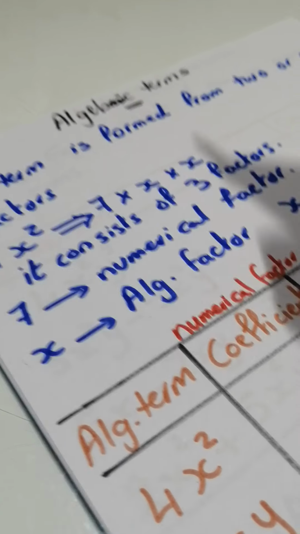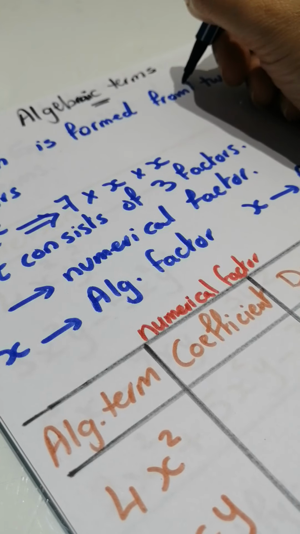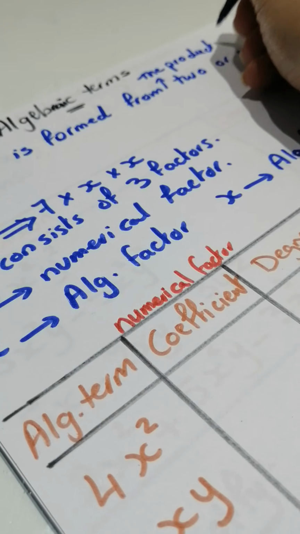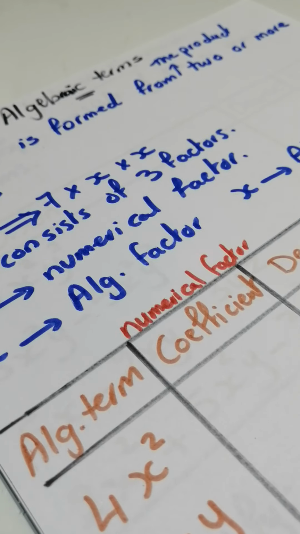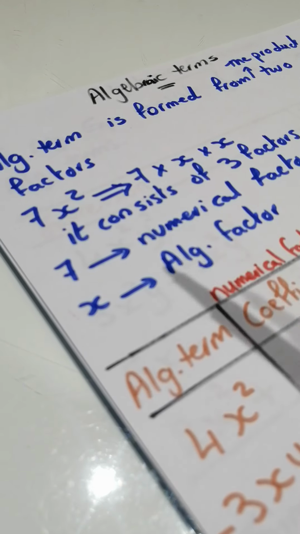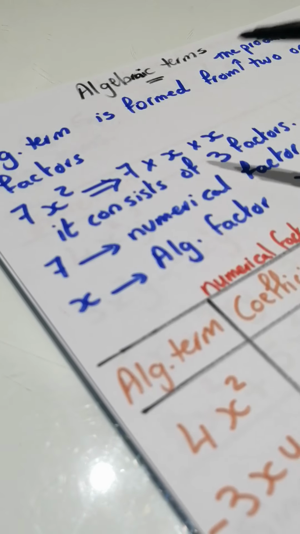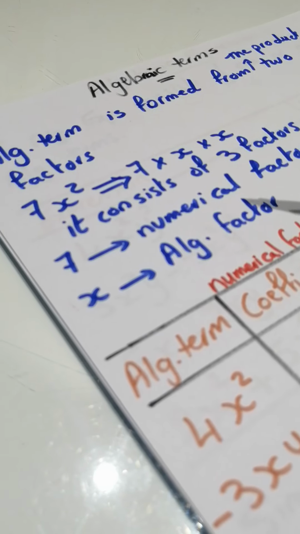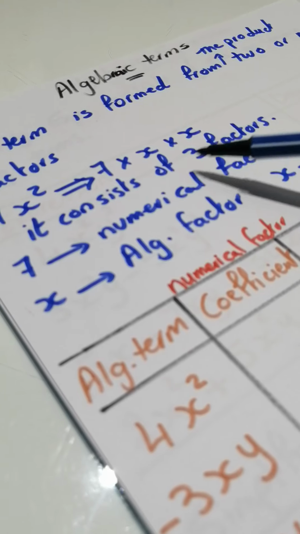The product, which is the sign of times, of two or more factors. Like what? For example, 7x squared. It means 7 times x times x. Okay, so it consists of how many factors?